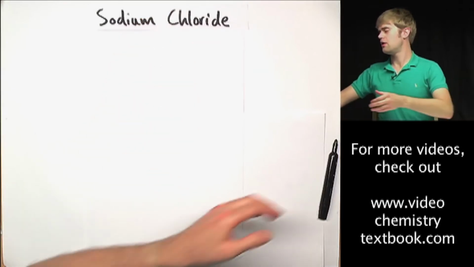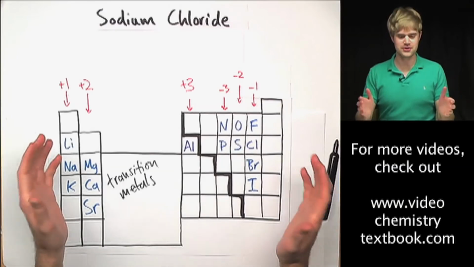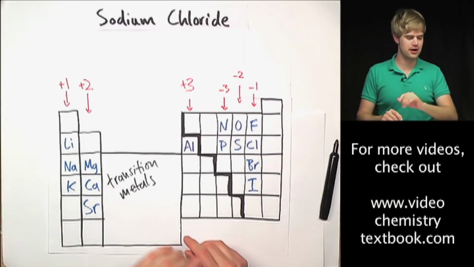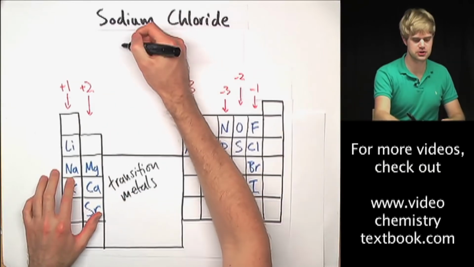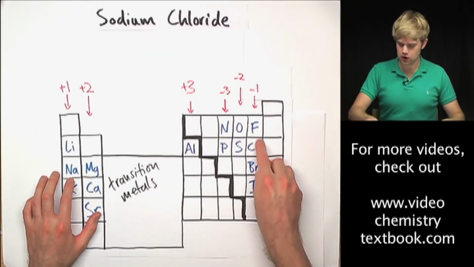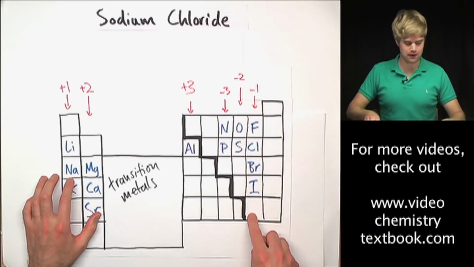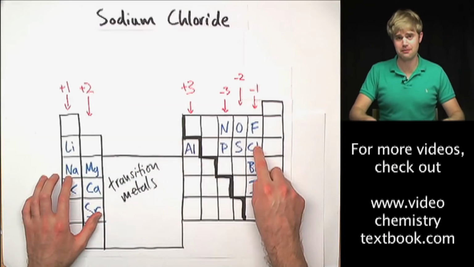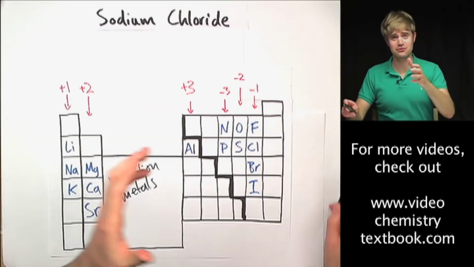Sodium chloride, which is the name of common table salt. Once again, I'm going to find them both on the periodic table. Sodium right here is in the 1+ column, and chlorine or chloride is in this column right here. We've got metal and nonmetal, so we're dealing with ionic compounds, which means the atoms have charges.